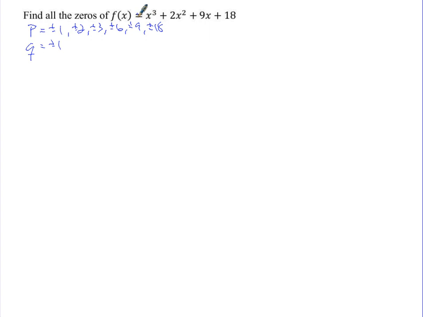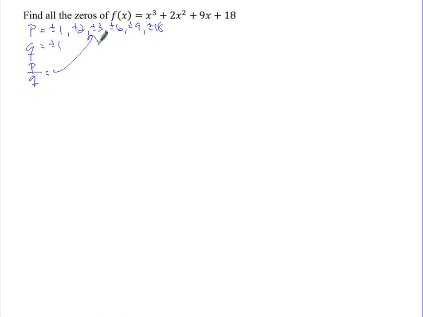So on the last one, the same thing was true. But if there was a 2 here, we'd have plus or minus 1, plus or minus 2. Okay? P is the factors of the constant term. Yeah, 18. All right, so P over Q. Those top numbers. Yeah, convenient. Okay, what happens now?